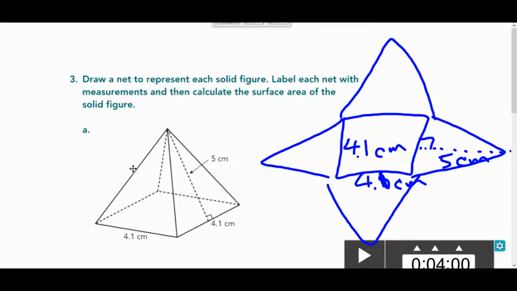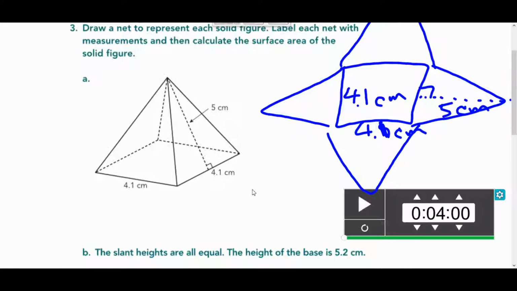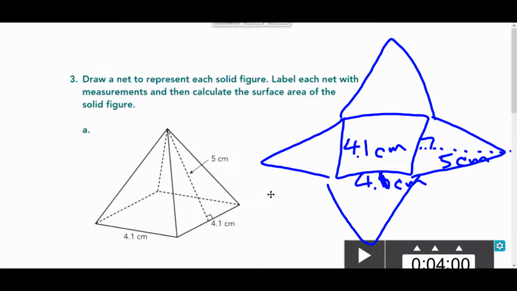And then they're going to give you a shape that's in 3D mode, and you've got to think it through, or maybe draw a net to help you organize the information. The net might be really helpful because then you see that this base is a rectangle, in this case a square, 4.1 by 4.1. And then the triangle is going to have a base of 4.1, and the height is going to be 5, because this is our slant height. So find the area of each of these shapes and add them together, and that is your surface area. And remember, surface area is area, so it's going to be in square units.